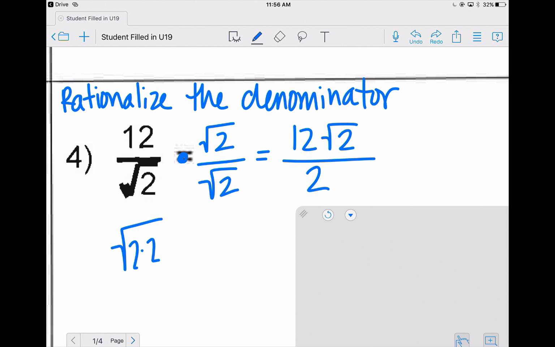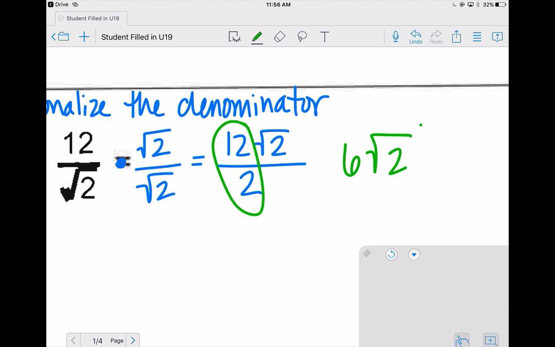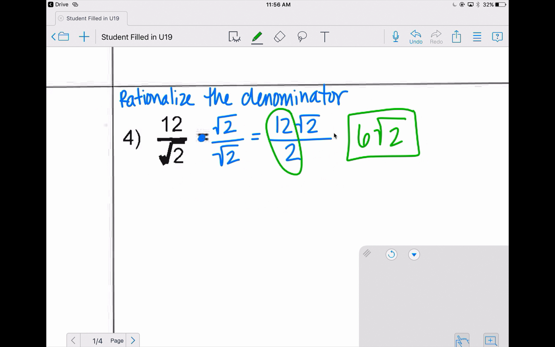That's why. I will tell you that every time you rationalize the denominator, you will multiply by the denominator on the top and the bottom, and the bottom should be that number without a square root. So start looking for patterns like that. Now, I can simplify because 12 divided by 2 works out nicely. So 6 square roots of 2 is what my answer needs to look like.